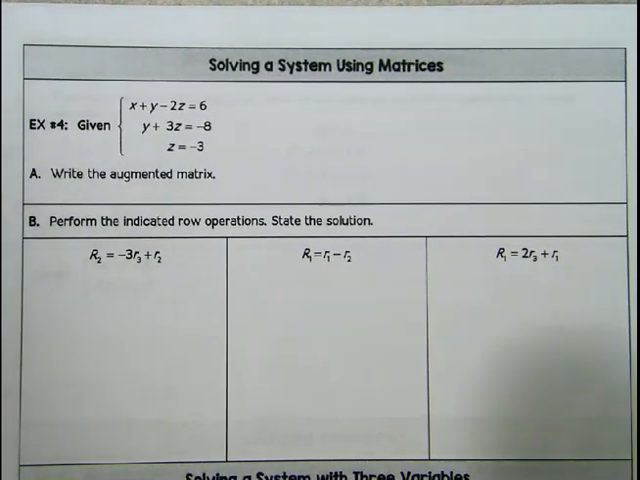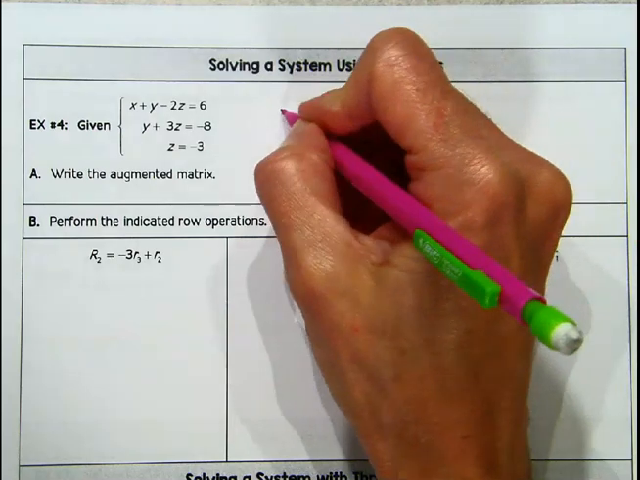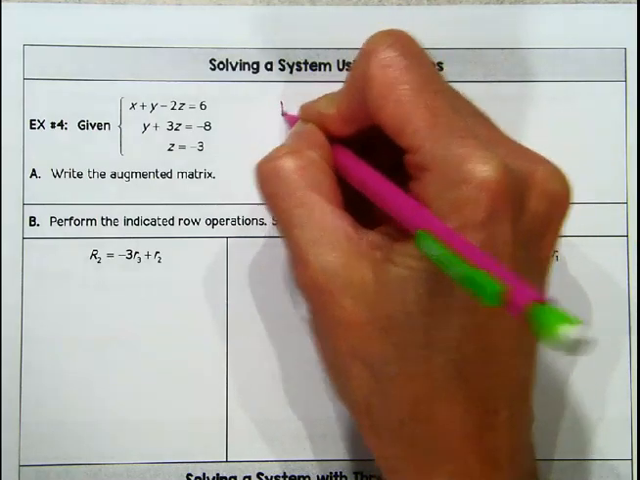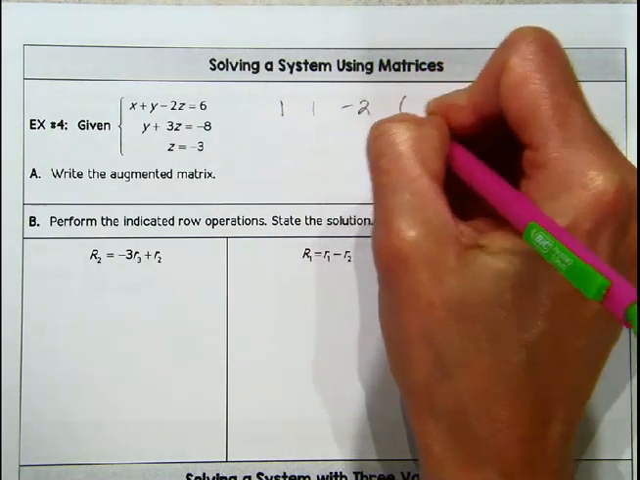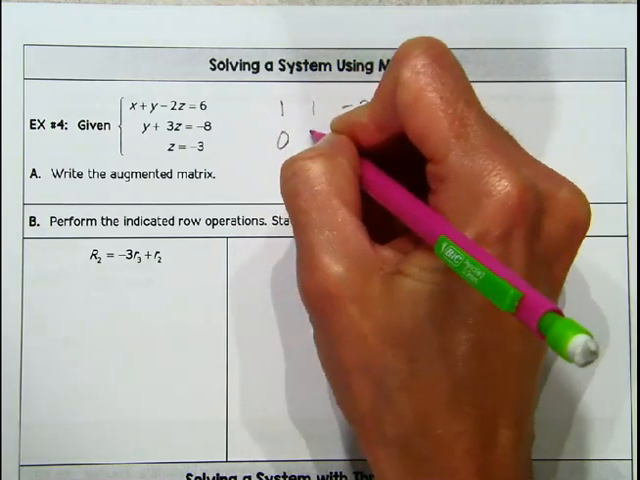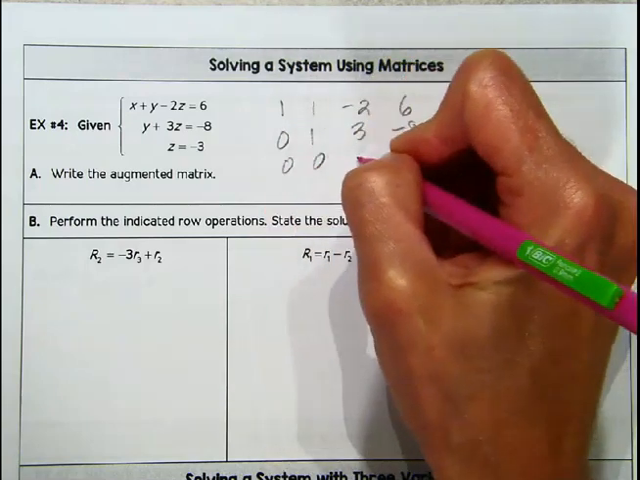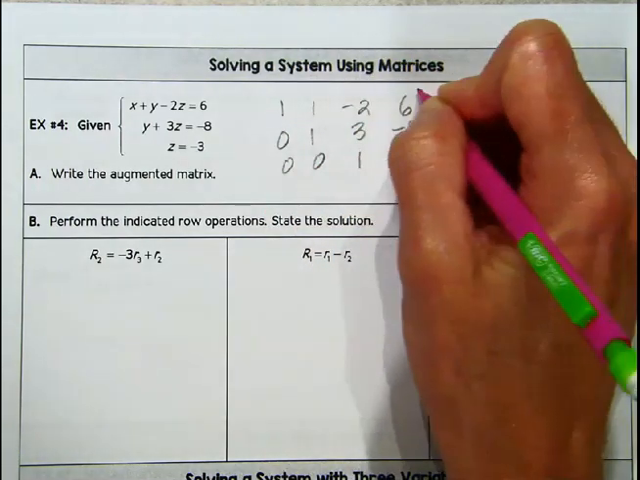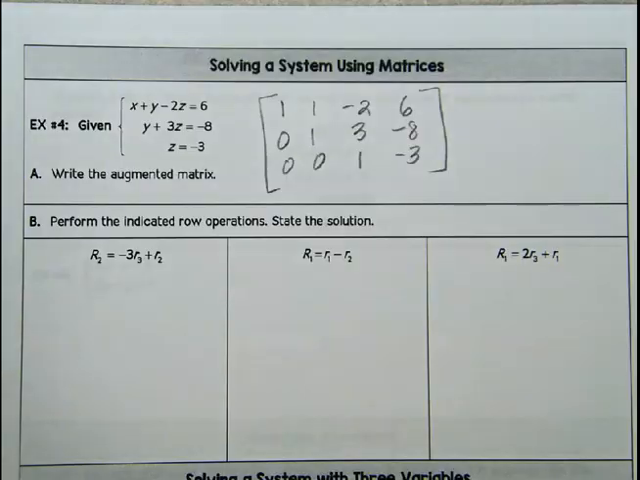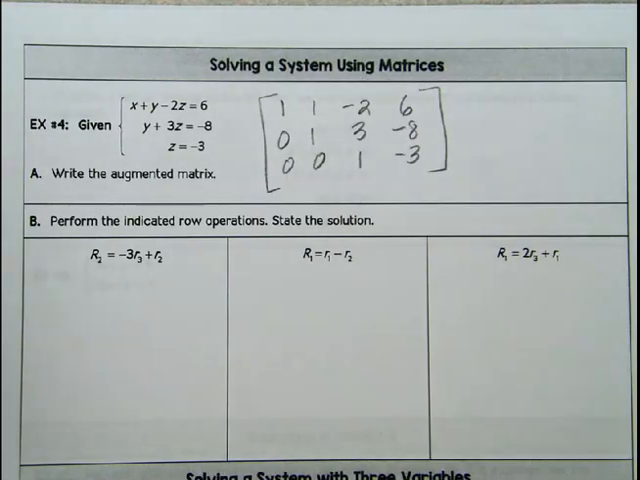So on this one, we're going to write the augmented matrix. So this is, let's see, it would be 1, 1, -2, 6, 0, 1, 3, -8, 0, 0, 1, -3. Remember, because I'm just putting the coefficients of each one of those down, basically. So now they're kind of telling us how to do this. It says, perform the indicated row operations, state the solution.